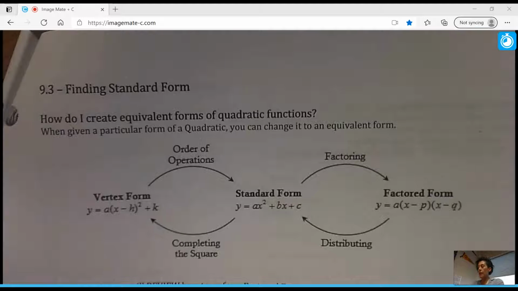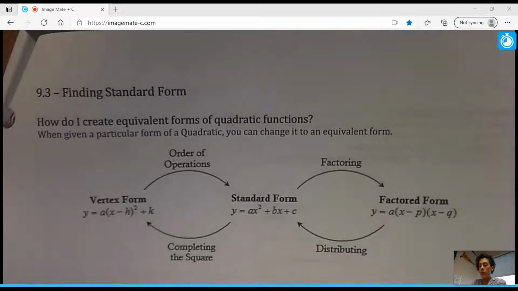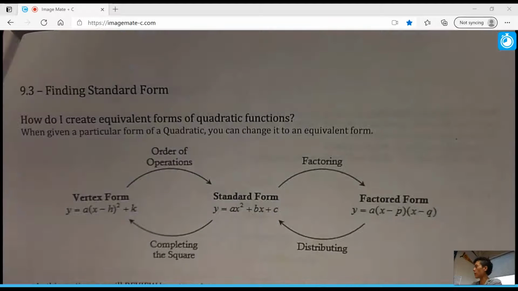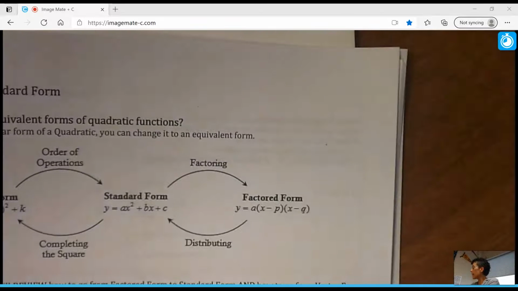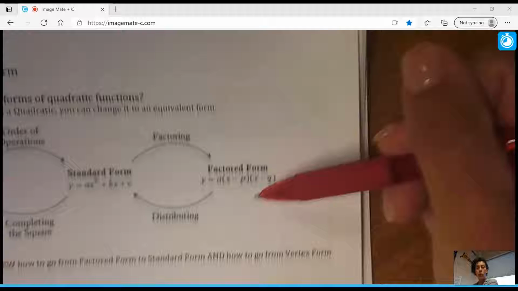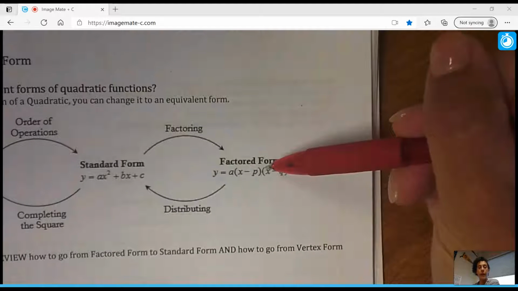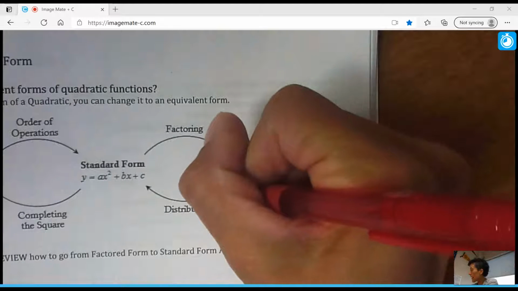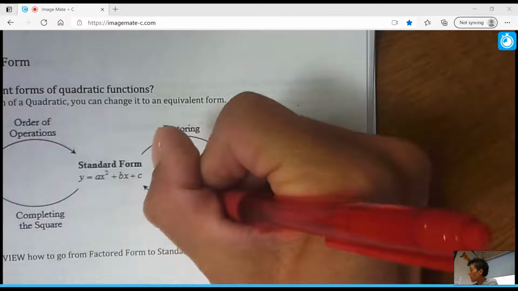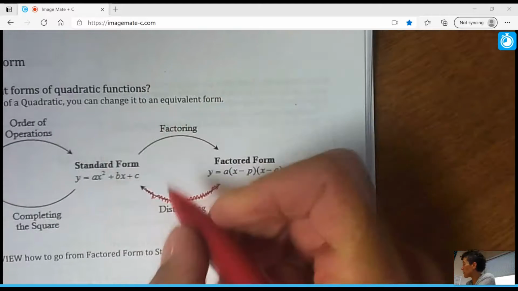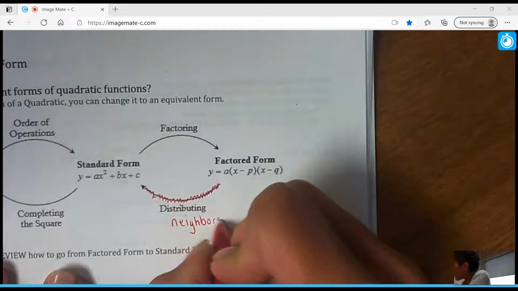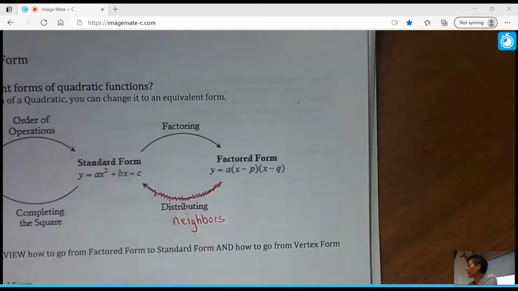And so just kind of a recap of what we've done so far this semester, and even more so fourth quarter, is we first started working with factored form. And we use distributing, which if you're in my class, we called it the neighbors meet the neighbors, okay? And that took us from factored form into standard form.